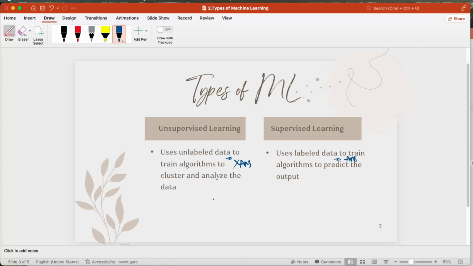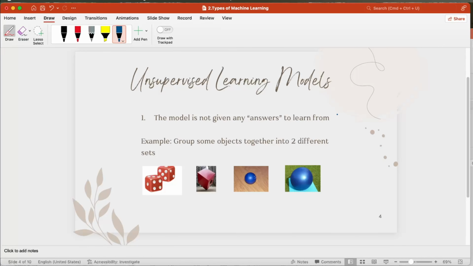Now, consider you have data which has feature 1, feature 2, feature 3, and so on, and y is the output variable. This is the answer. Now if you are giving the model f1 to fn to train, it's unsupervised learning. If you are also giving y, it is supervised learning. Now let's talk about unsupervised learning models in detail.